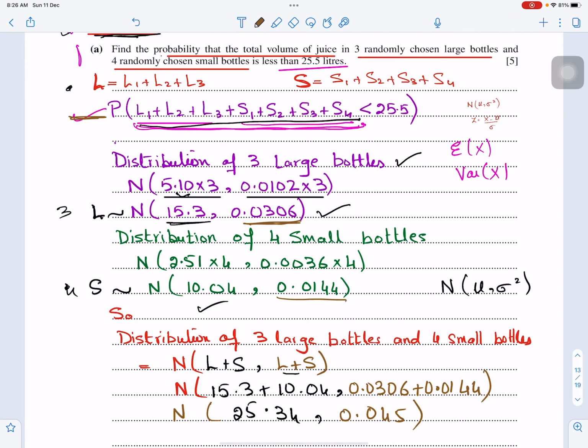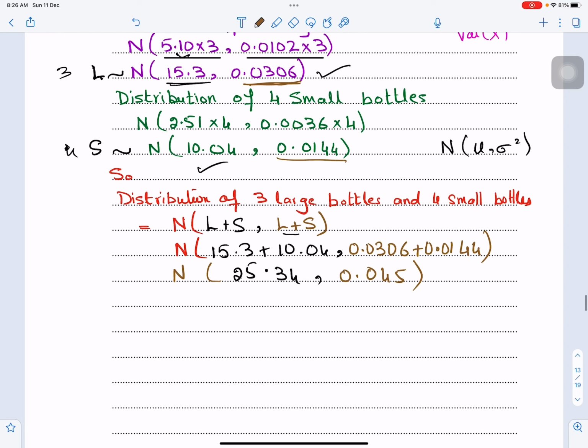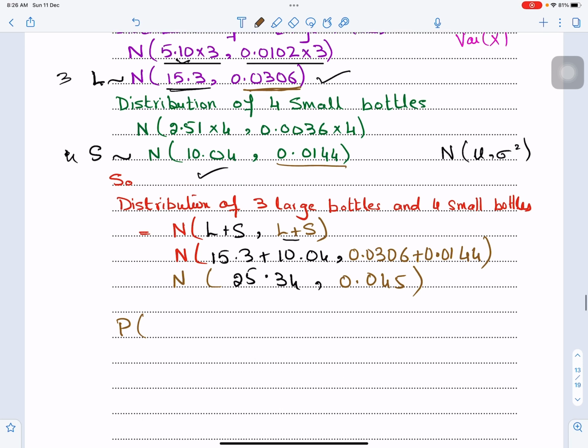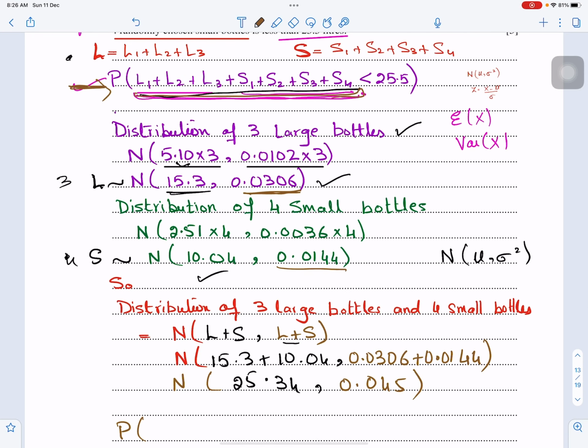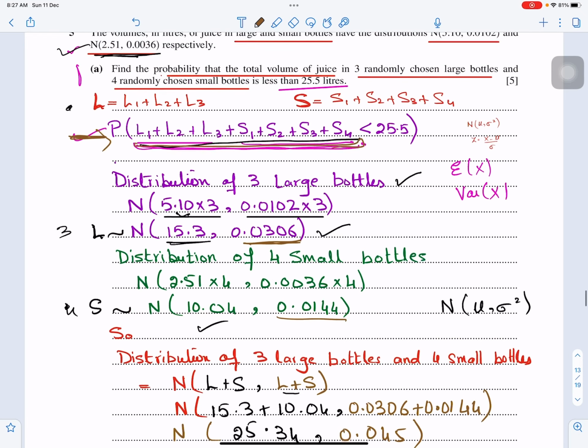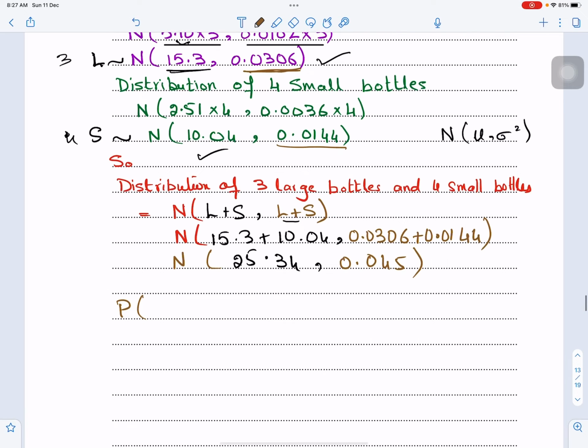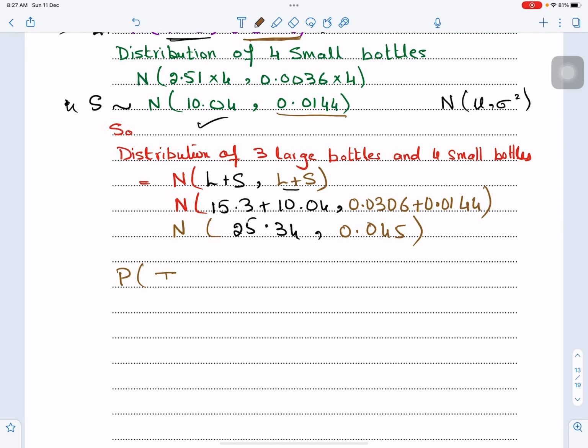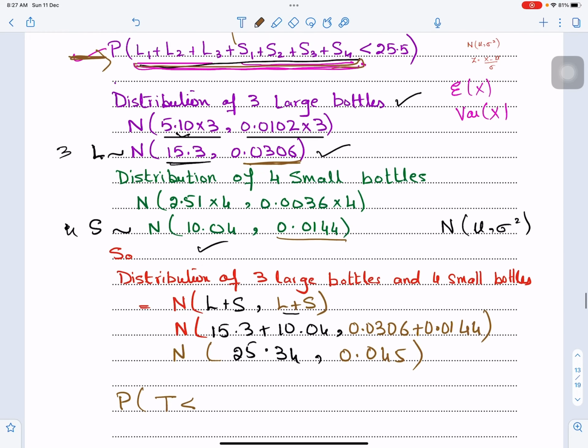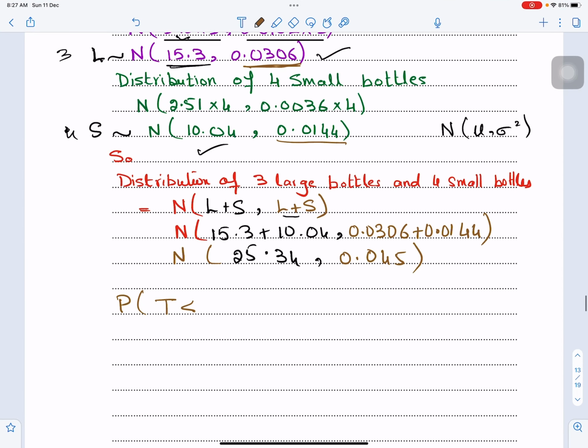Now I can calculate this probability. So I will write here probability of, because now I will change this into Z, okay? Or let me call this whole thing T. So I can say probability of T less than 25.5. When we calculate probability and change it into Z, the Z formula is what? X minus mu over standard deviation. So we will change it into Z now.